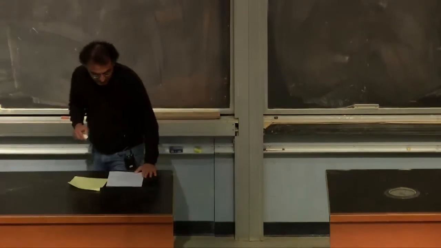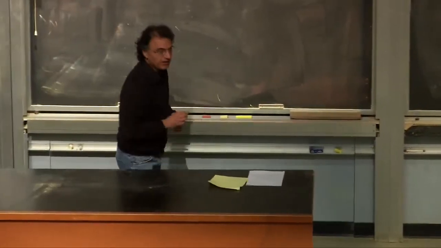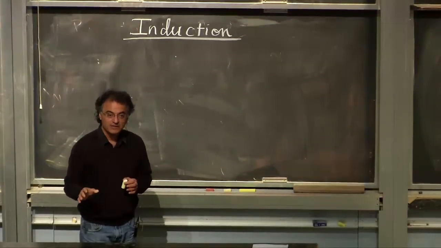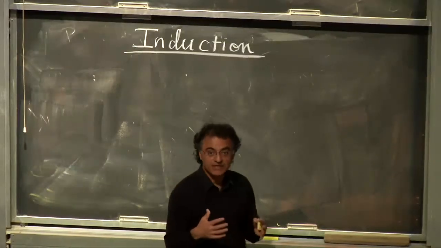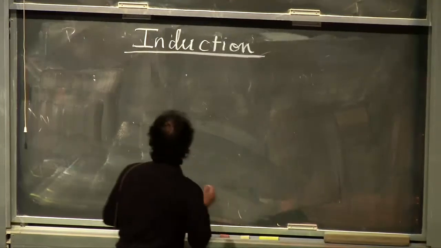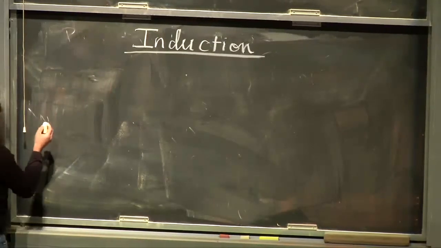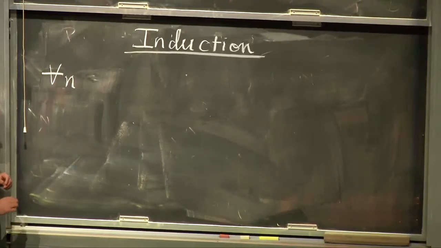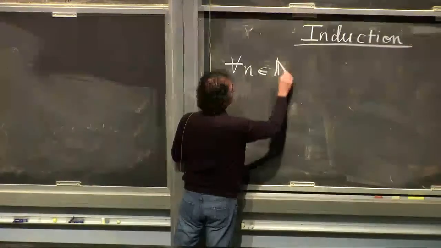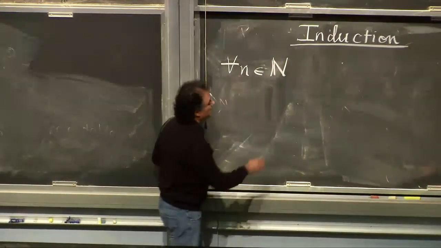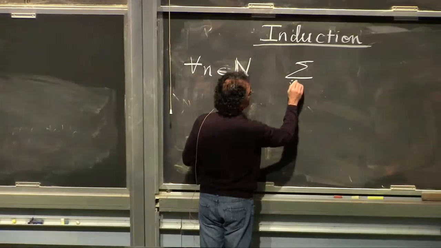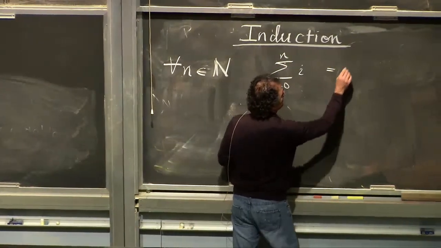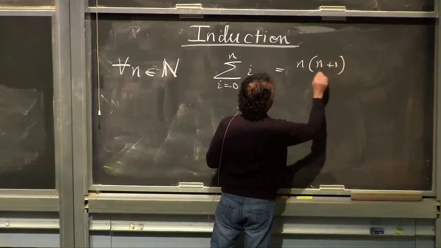Okay, so what's induction? I hope that most of you have already seen this in an elementary form in high school, but we are going to learn this at a deeper level here. Okay, so let's start from a simple example which many of you have probably seen. For all n in the natural numbers, the summation of i, from i equal to 0 to n, is equal to n times n plus 1 over 2.